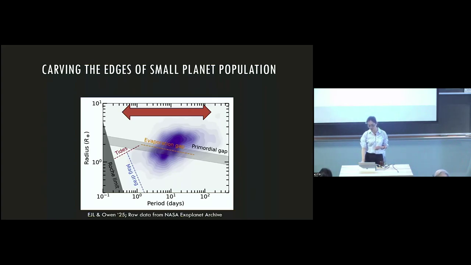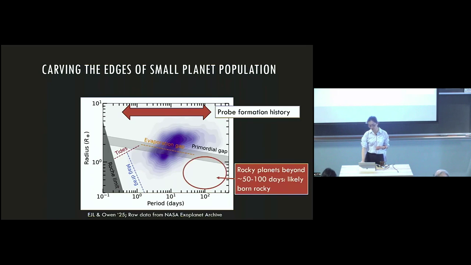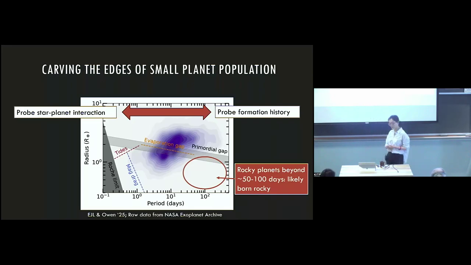So if you want to probe formation, you're going to have a much better chance at longer orbital periods. Especially if you find a lot of rocky planets beyond 50 to 100 days or so, they're likely born rocky objects. But the closer in you go, then you're probing all the physics of the star-planet interaction. We've talked about the evaporation processes, so that's probably what's further sculpting the population of the rocky planets inside of about 50 days or so.